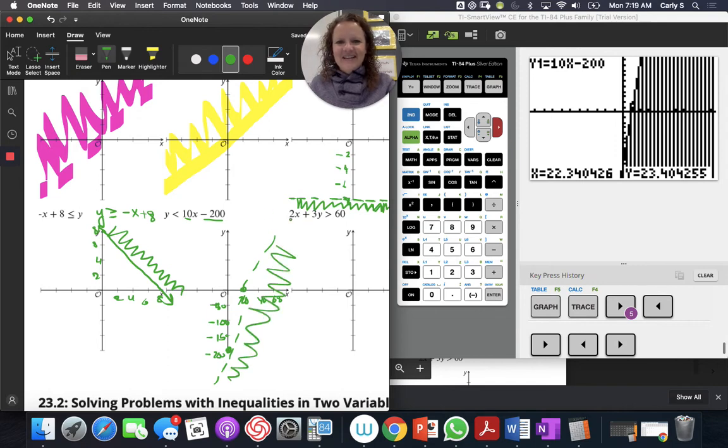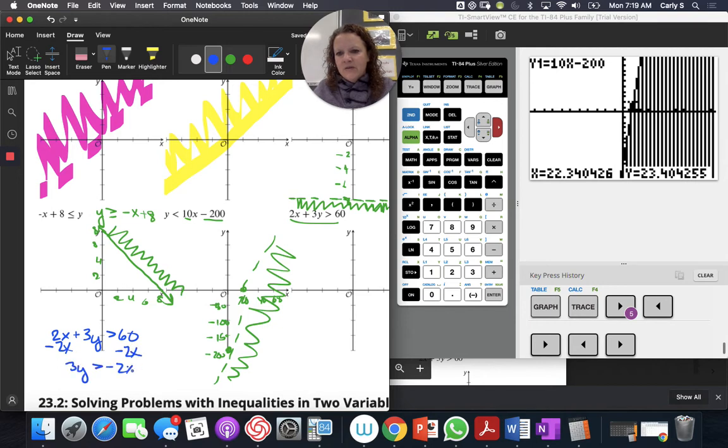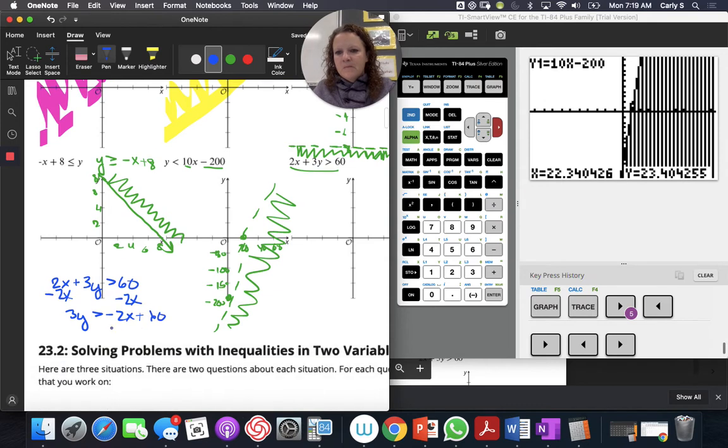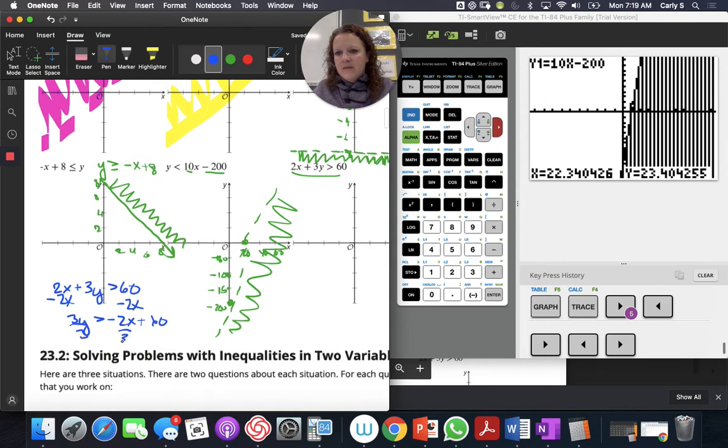All right. Now this one, I can't plug that into my graphing calculator as is. I definitely need to do some rearranging. So I'm going to write it down here because I'm out of space. 2x plus 3y greater than 60. I need to move the 2x to the other side. I have 3y greater than negative 2x plus 60. Let's divide everything by 3, all the pieces and parts. So my equation is y greater than negative 2/3 x plus 20, keep it in a fraction.